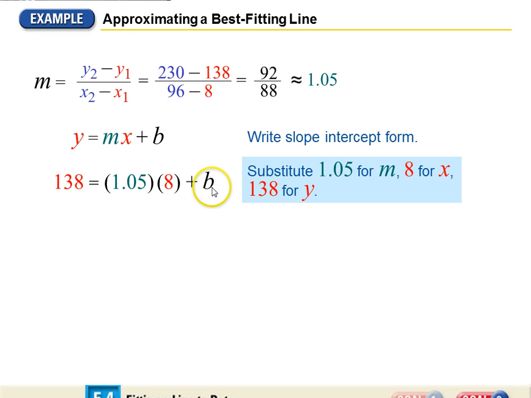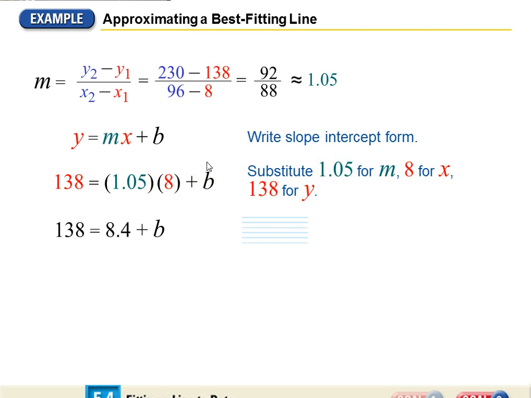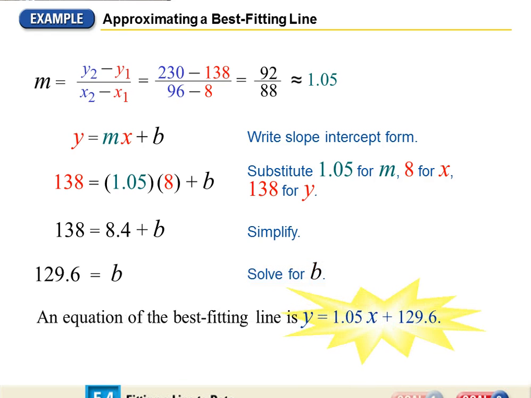And then we can solve for b. We can solve for our y-intercept. So now we have a little bit of math we can do. 1.05 times 8 equals 8.4. So now we have 138 equals 8.4 plus b, and now we're in a position to where we can solve for b by subtracting 8.4 on both sides. So we get 129.6 is equal to b, or our y-intercept.